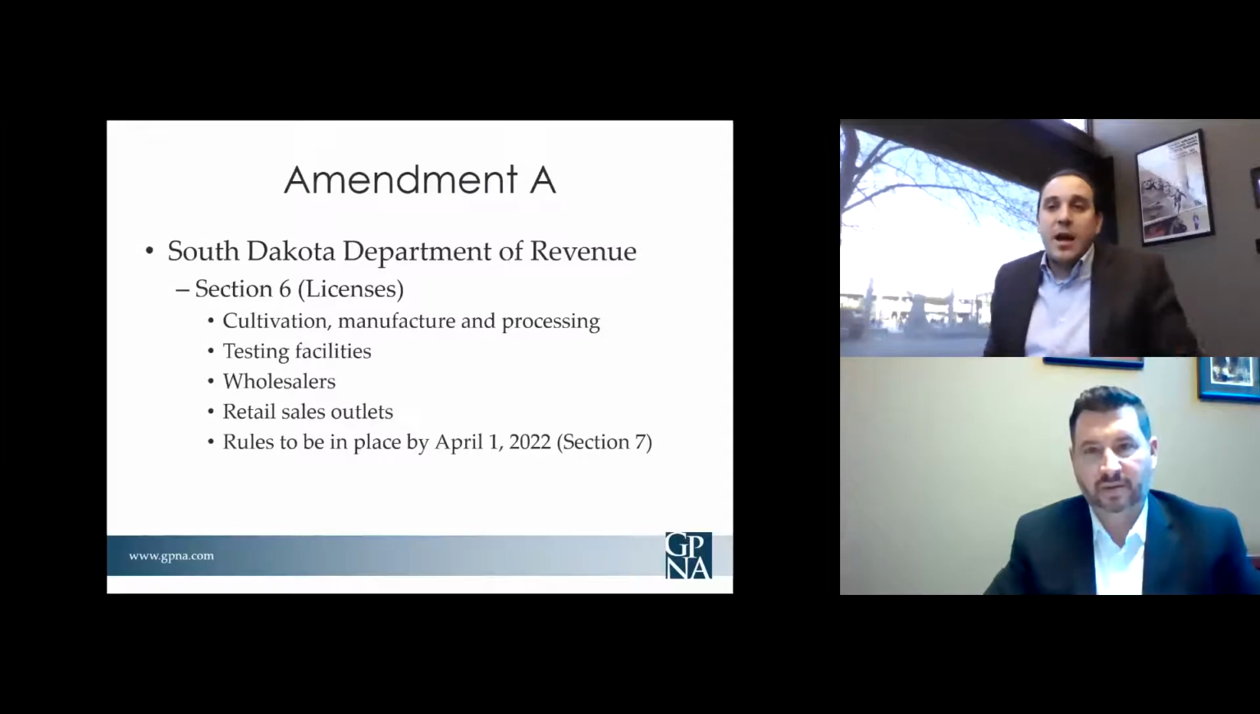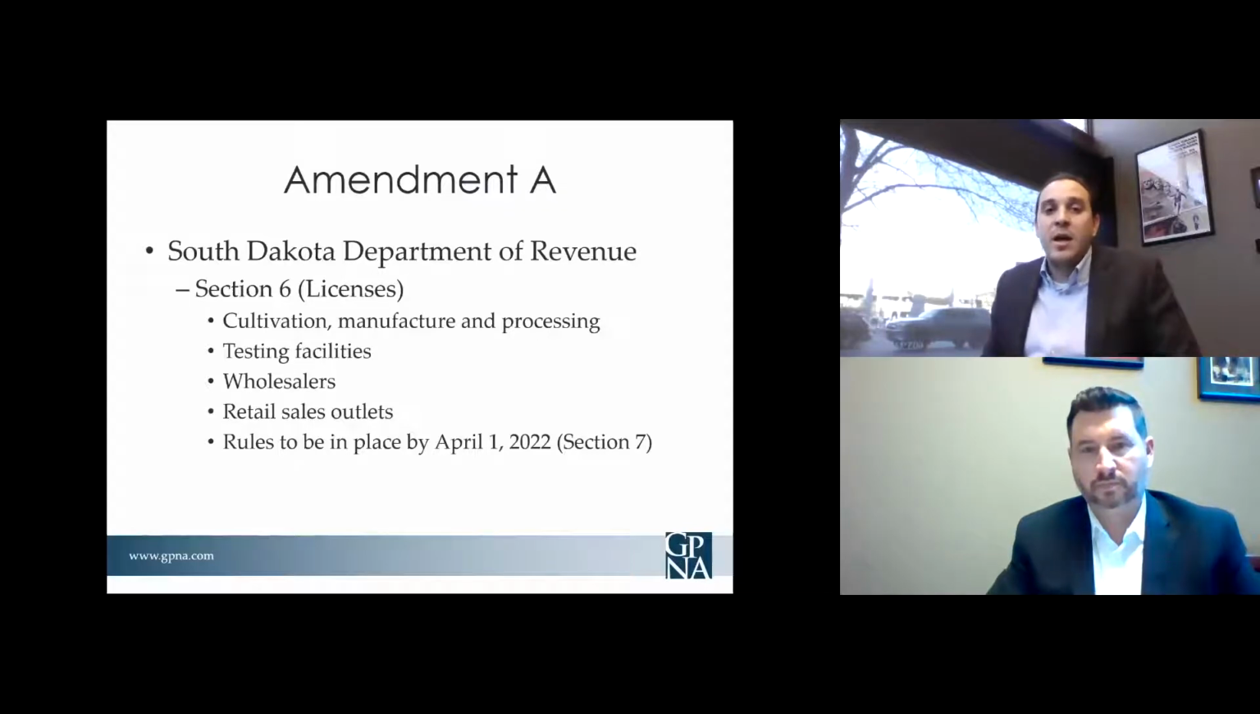Rich did indicate earlier that unlike IM 26, where much of the oversight is taken on by the Department of Health, Amendment A directs that the Department of Revenue will regulate and develop regulations related to adult use of marijuana, and they will issue all the licenses and develop all other regulations that are going to be necessary under Amendment A.